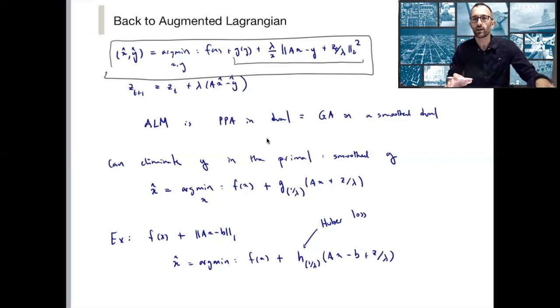So these are some other ways to see the proximal point algorithm in the primal and in the dual, and therefore also to understand the connection with the augmented Lagrangian.